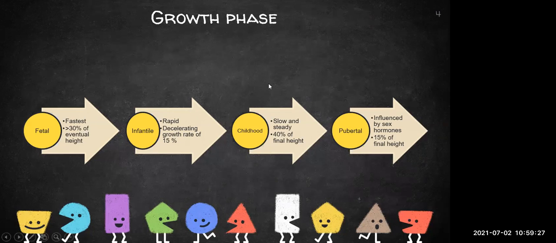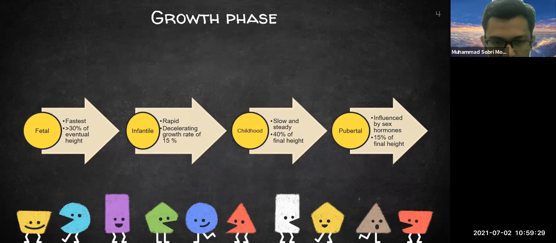Okay, so next phase is the infantile phase, which is rapid, but also have a decelerating growth rate of 15%. And in childhood phase, which is a slow and steady phase, which contribute about 40% of the final height. And the pubertal phase, which is influenced by sex hormone, and contributed about 50% of final height.